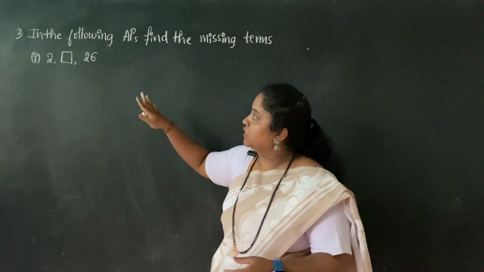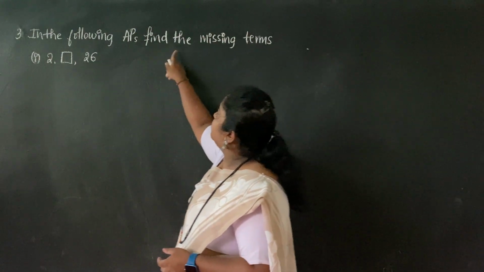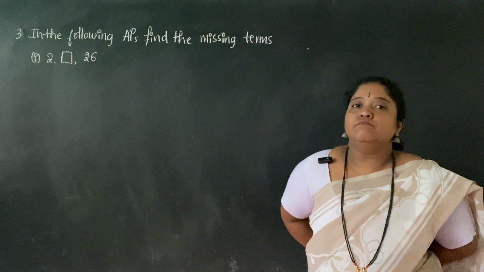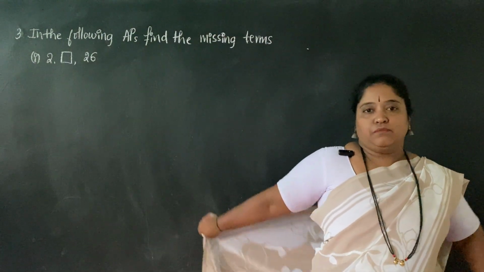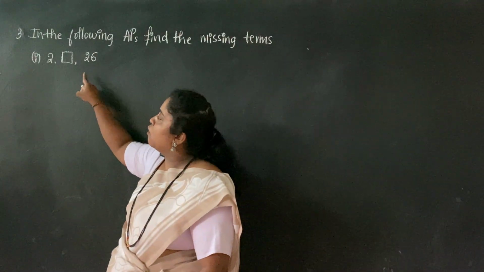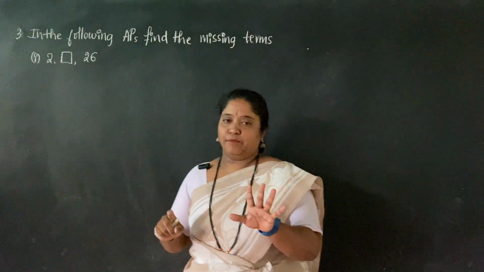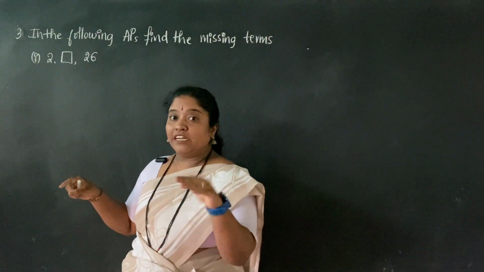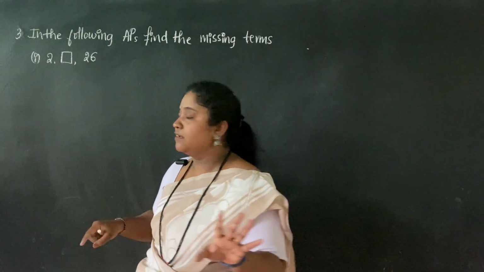Third question. So look at the third question. In the following APs, find the missing term. So there are some fill in the blanks or missing terms. You need to find those missing terms. Okay, fine. Look at the board. See dear, in the first question I have 2 comma dash comma 26. Now look at the AP. Look at the AP order. You need to find the middle term. No clue has been given, isn't it dear?